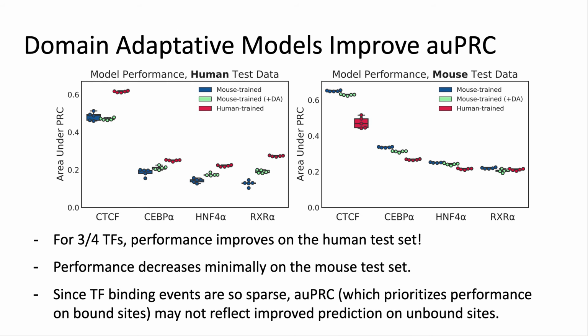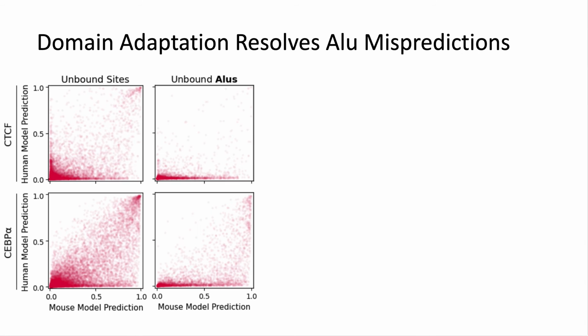We do know that there's still a gap here between the human trained models and the domain adaptive models, but the real question is, did we fix the ALU problem? And so if we return to the plots from before, for two of our TFs here, we were plotting our unbound sites, and so we saw an enrichment in the bottom right corner, and when we looked at just ALUs, we saw, again, bottom right corner, pretty much all ALUs, and enrichment of sites there.